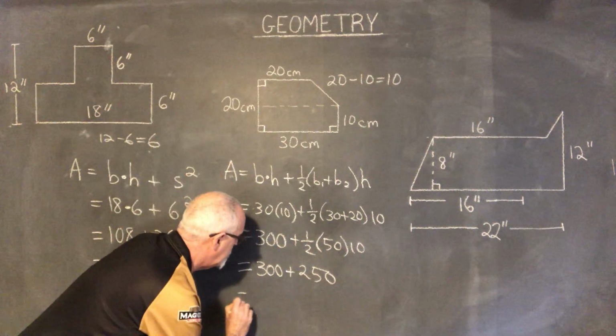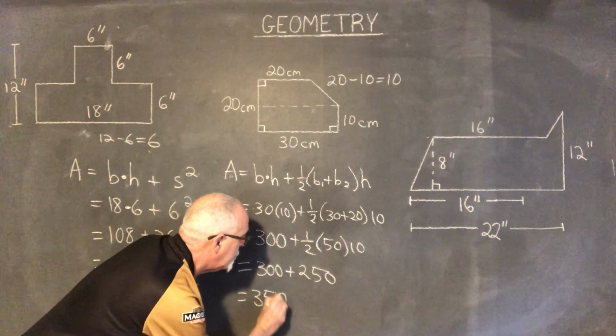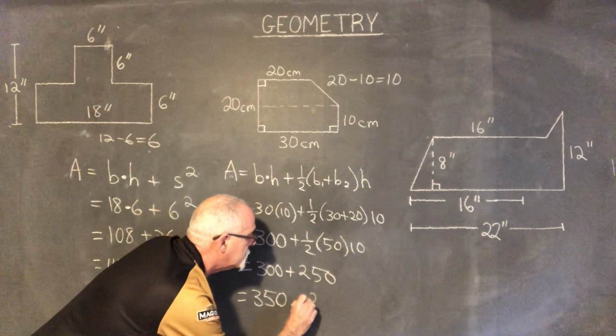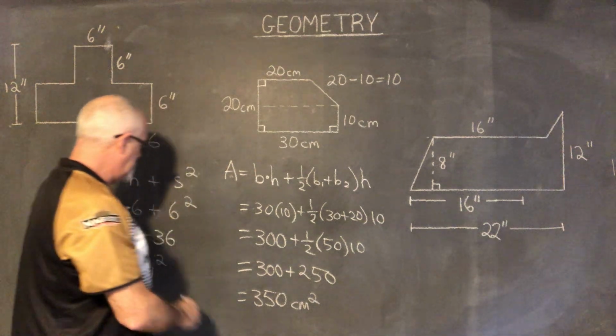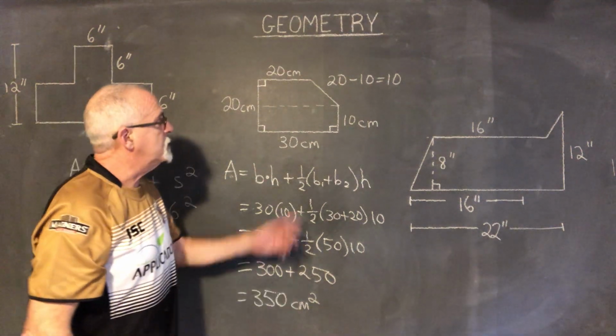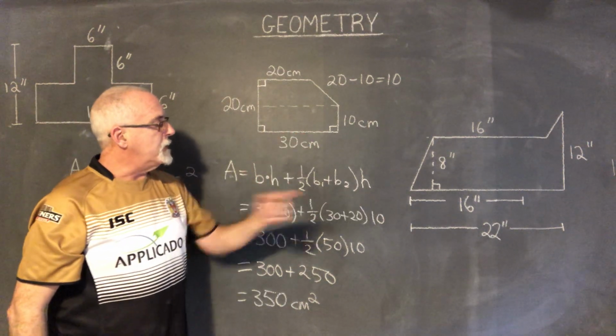300 plus 250 is equal to 350, and it is centimeters squared. Remember, it has to be squared. It is an area that we are doing. We have inches squared for the first one, centimeters squared for this one. Now we can move on to this one over here.